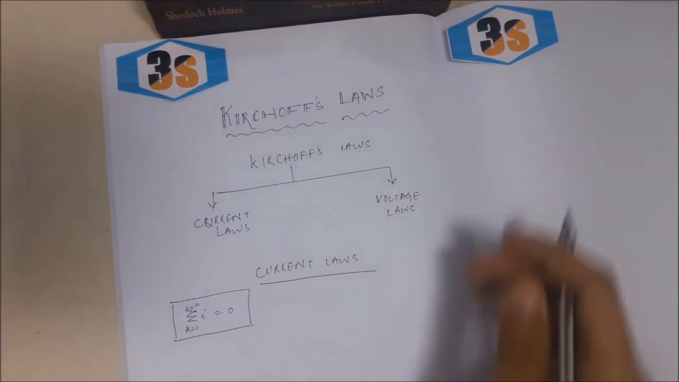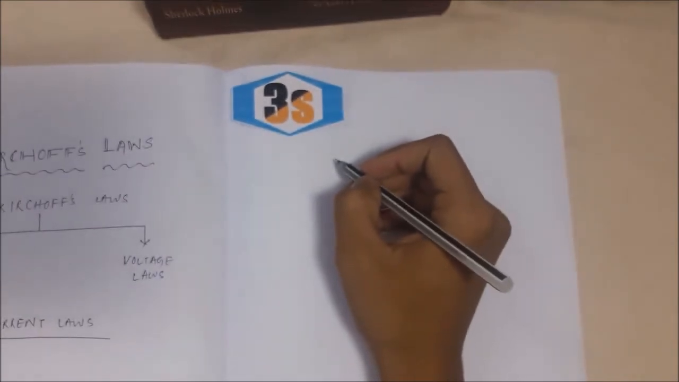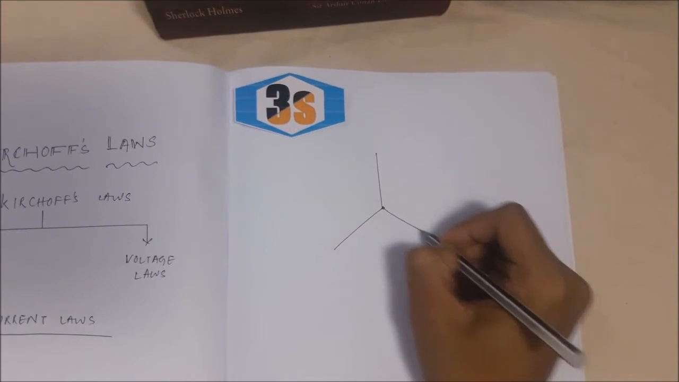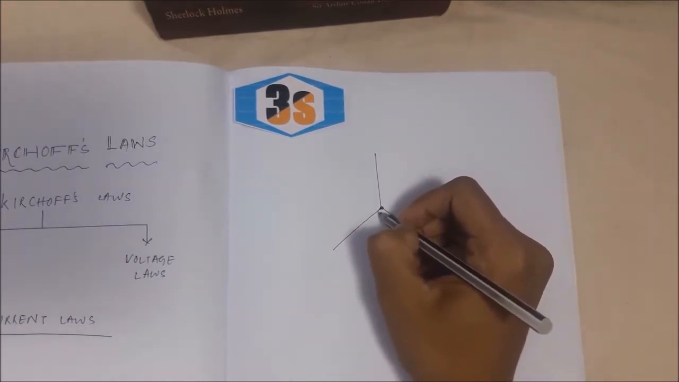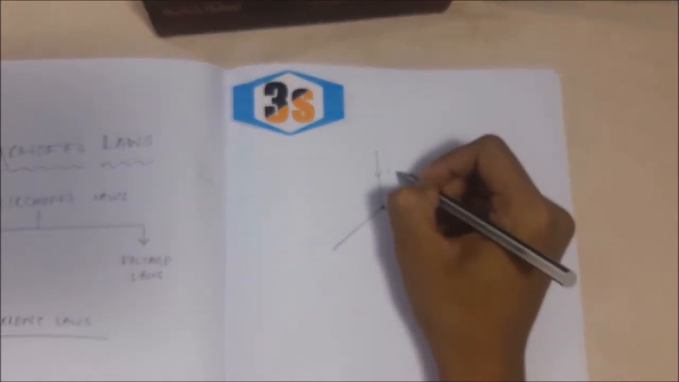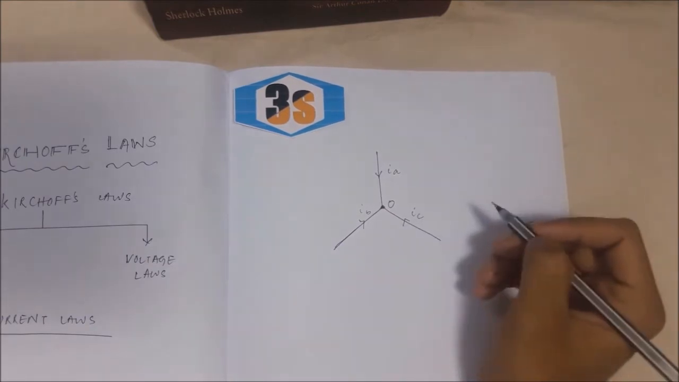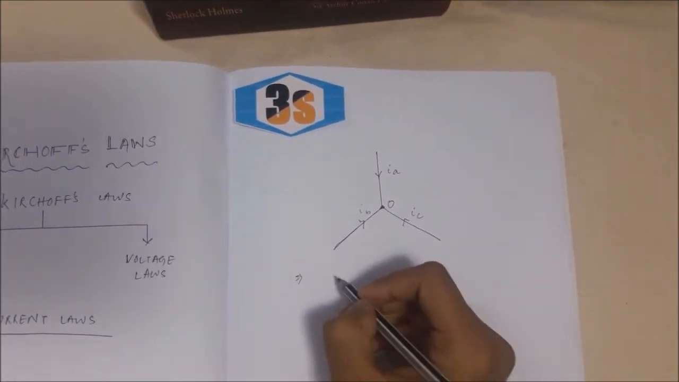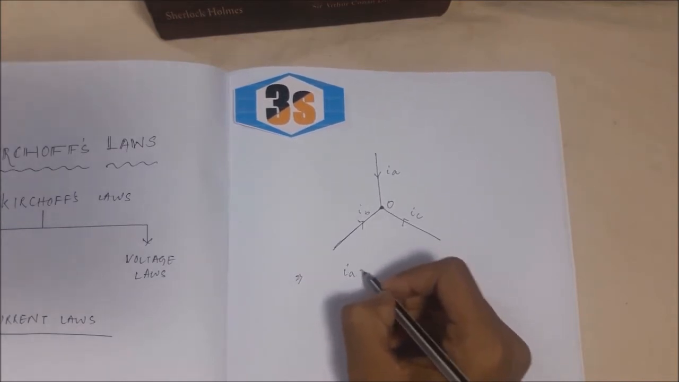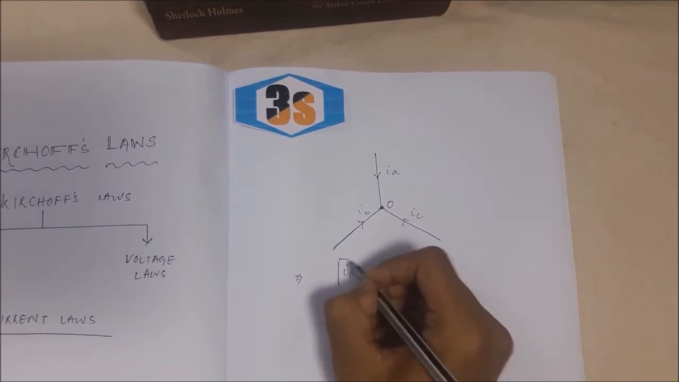Let us give an example. Let us consider a junction of current, say O. Let currents IA, IB and IC be entering the circuit. So, according to Kirchhoff's current law, IA plus IB plus IC equals 0.